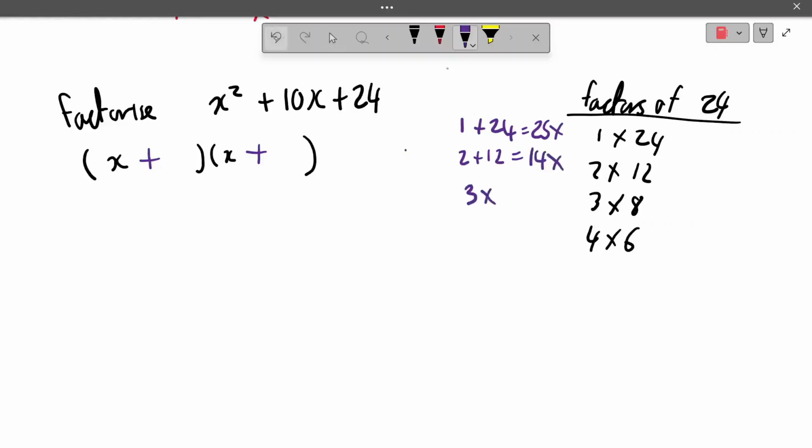3 plus, or not times, let's go 3 plus 8 is 11. Well, that's not what I'm looking for either. But 4 plus 6 is 10. Way, it's like it's planned to be the last one. So it's plus 4 and a plus 6. And that is factorized.